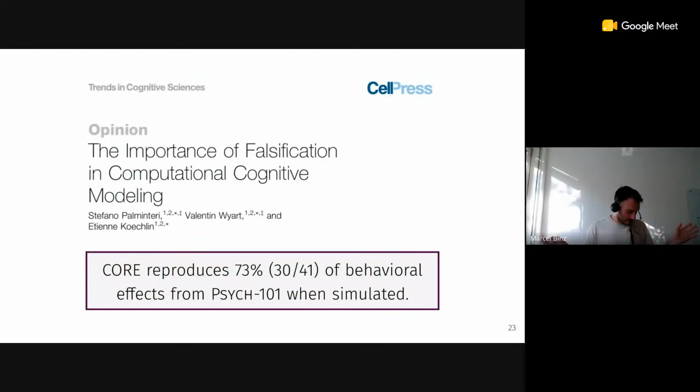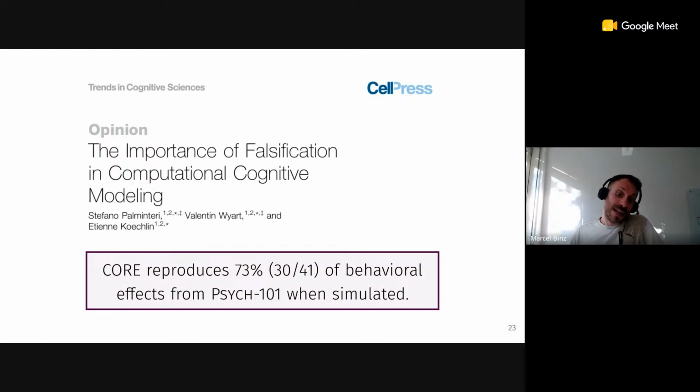Cool. So, all of the results were essentially performance-based metrics, but being able to predict human behavior is not all there is to capturing human behavior. It's been, for example, argued nicely in Stefano Palminteri's paper called The Importance of Falsification in Computational Cognitive Modeling, where he says that in addition to just seeing how well a model predicts human behavior, we also have to simulate a fitted model and see how many actual behavioral effects it reproduces when we do that.